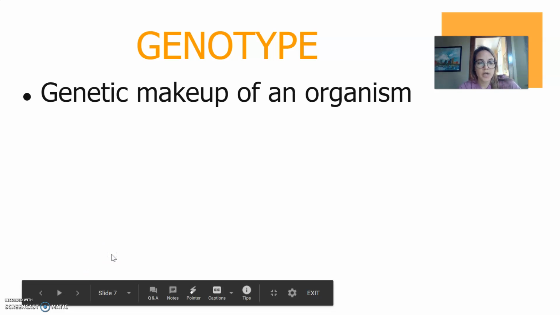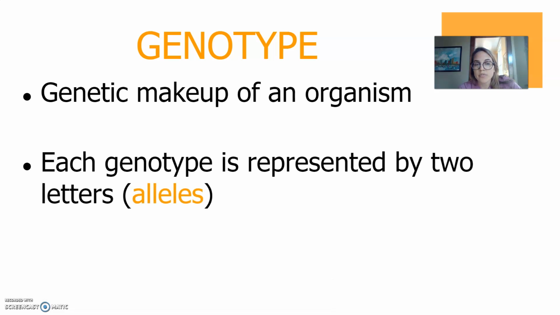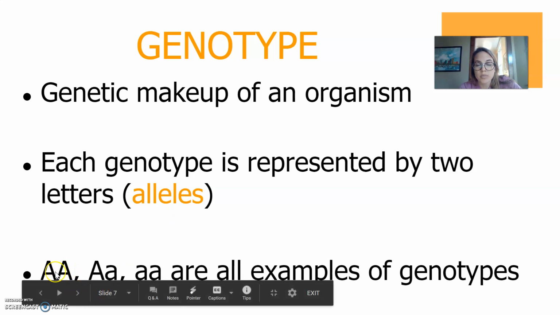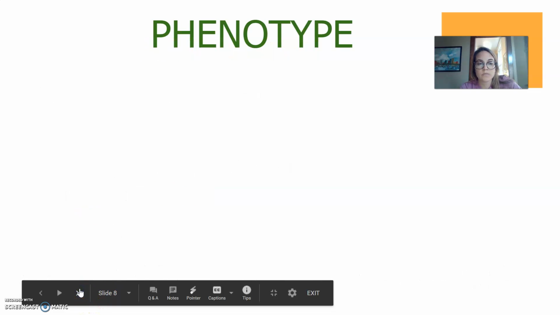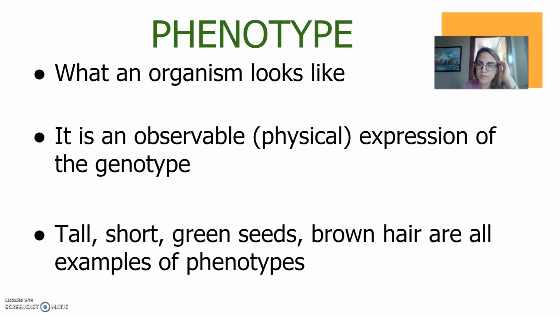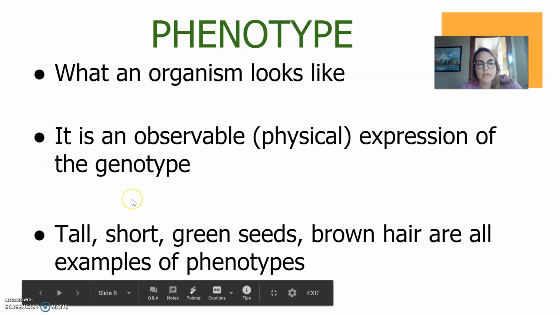Genotype. Okay, these are recaps. The genetic makeup of an organism. Each genotype is represented by 2 letters or alleles. And so it could be a capital A, lowercase a, 2 little a's. And that's because you get one of those alleles from each of your parents. A phenotype is what an organism actually looks like. It's the observable or physical expression of the genotype. So the genotype determines the phenotype, and you could have a tall, short, green, brown hair. All of these characteristics are examples of phenotypes.